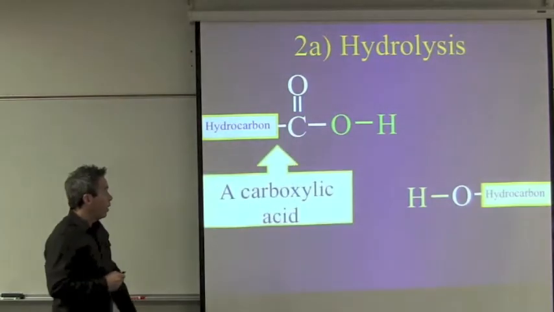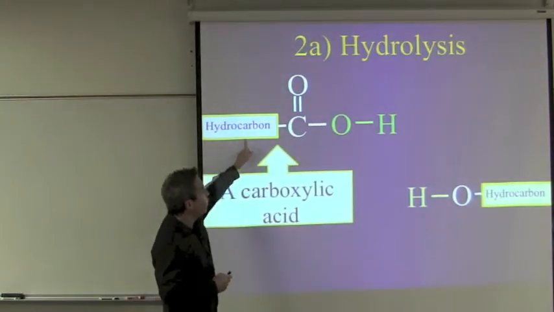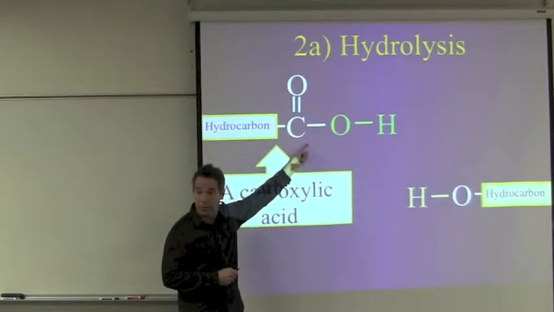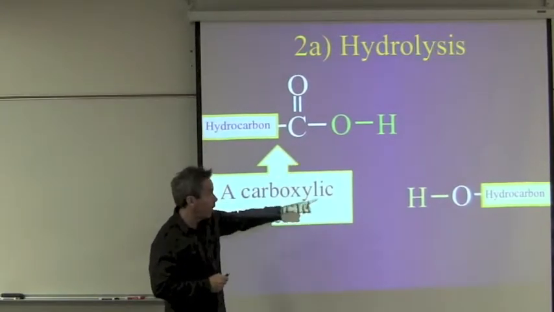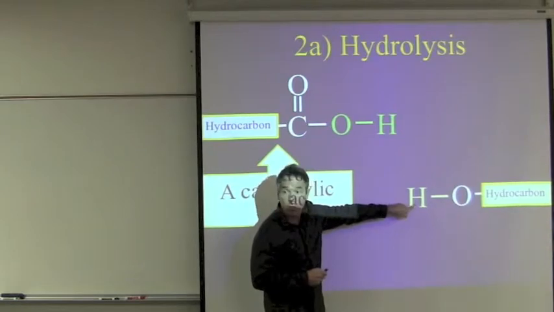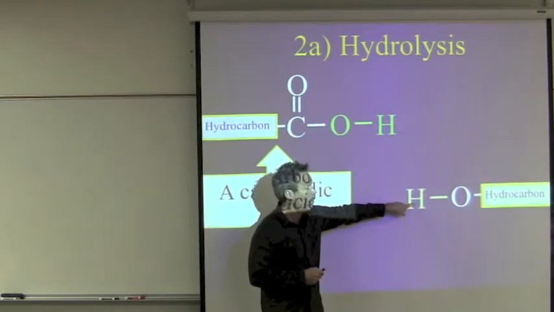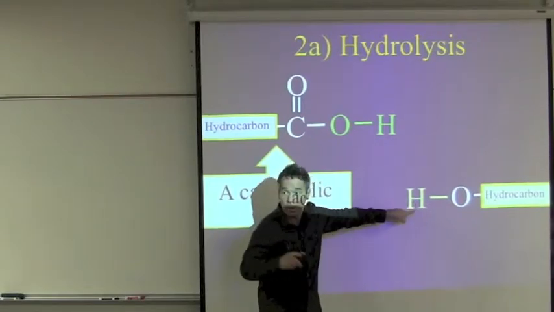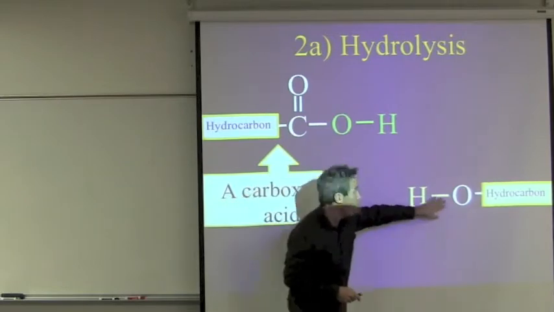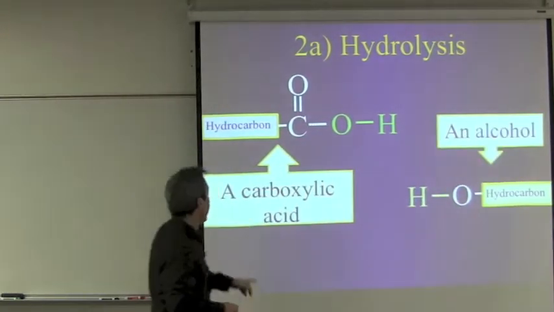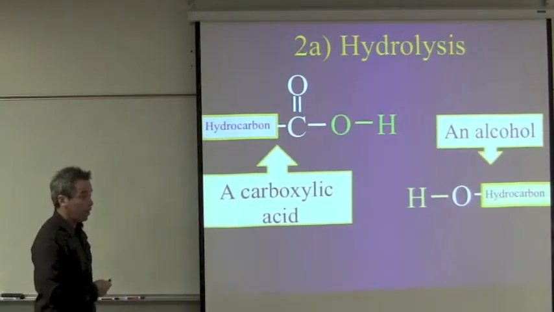Now, you may recall from chapter 4, this is the general form of a carboxylic acid, right here. Can anyone tell me what class of molecule that one is? What class of molecule? Alcohol, yeah. When you have a hydroxy group on a hydrocarbon, that's an alcohol. So you make a carboxylic acid and an alcohol.